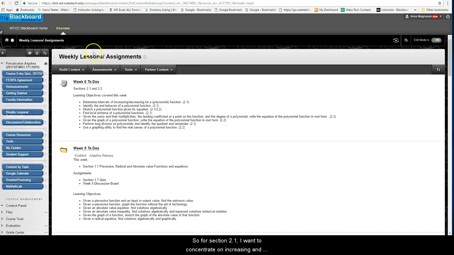So for section 2.1, I want to concentrate on increasing and decreasing functions, and behavior of a polynomial, graphs of a polynomial, finding extrema or maximum values and minimum values of polynomials, and performing polynomial long division. Reading the appropriate section in the text introduces the vocabulary to understand the learning objectives better.